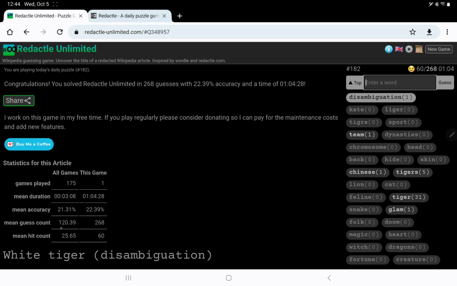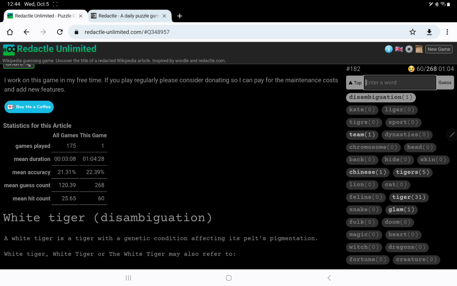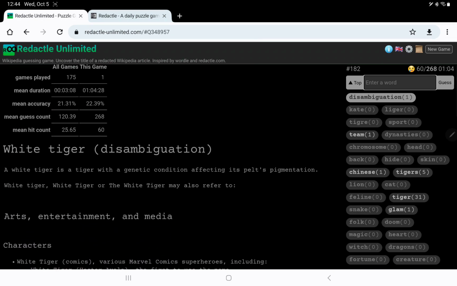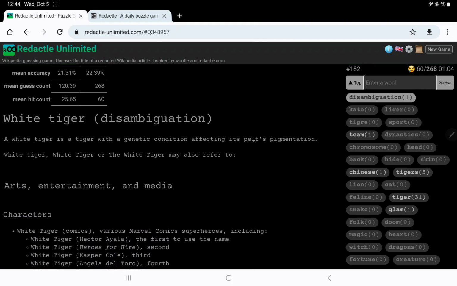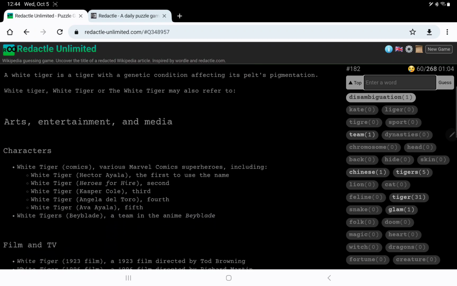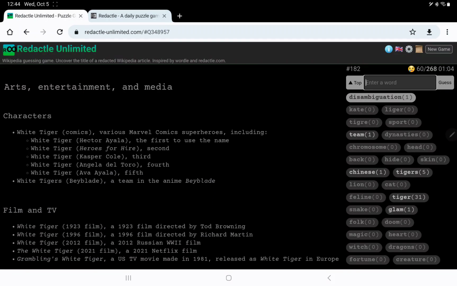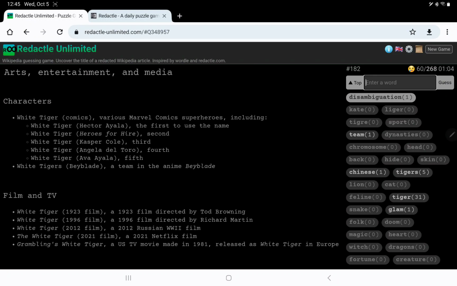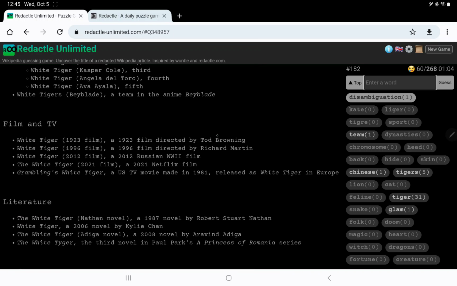Looks like, well, it did take people on average more than 120. Makes me feel a little better. And everyone had a very low accuracy. Again, I think that's because of the type of page it is. It's pelts, pigmentation. There we go. Marvel Comics superheroes. And there we go. I would not have thought of that. Todd Browning. Oh, I did Tad, and remember I thought I was stupid, so I was close.